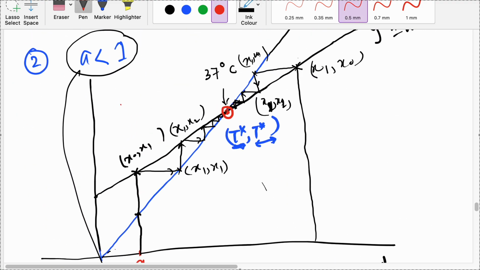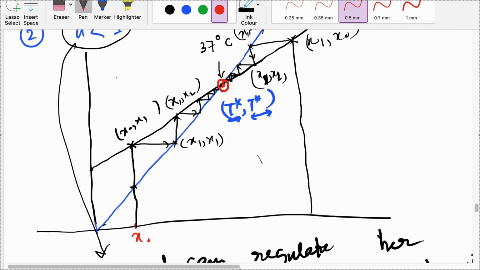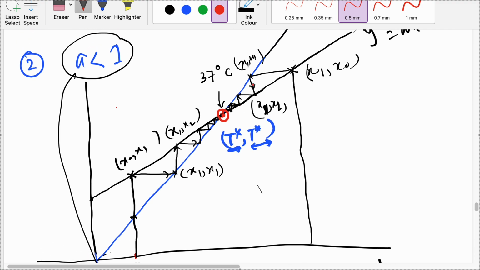So it is a fixed point. If A is greater than 1 and you start from an initial condition lesser than this point, it will continue to go in this direction and go further away from this point. And if you start from here, you will see that it will go further away from that. So that is basically the thing.